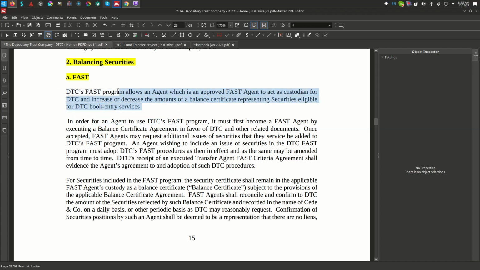Sounds like a pretty good place to be, now, doesn't it? In order for an agent to use the DTC FAST program, it must first become a FAST agent by executing a balance certificate agreement in favor.